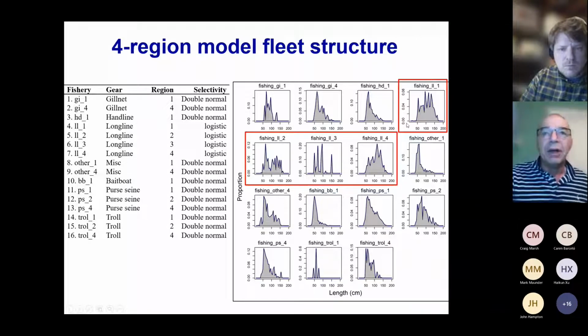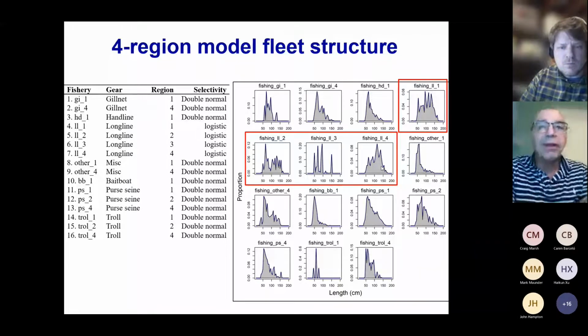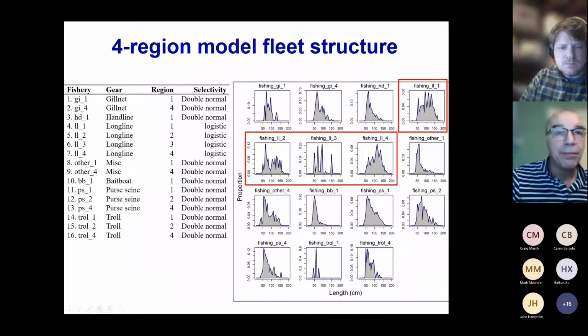In particular, this longline fleet across the 4 areas is something that is treated as an asymptotic selectivity and hence has the most influence. This size comp has a particularly large influence on inference about what the mortality rates have been in these fisheries.